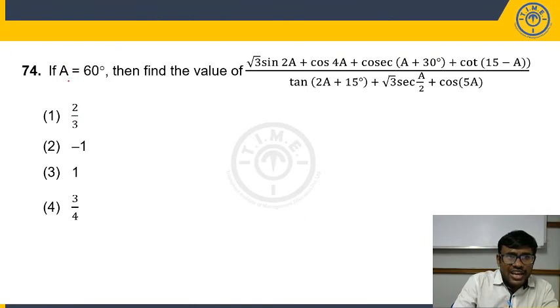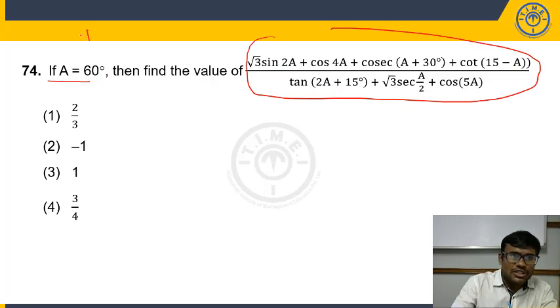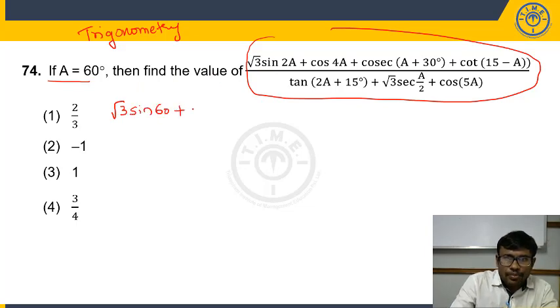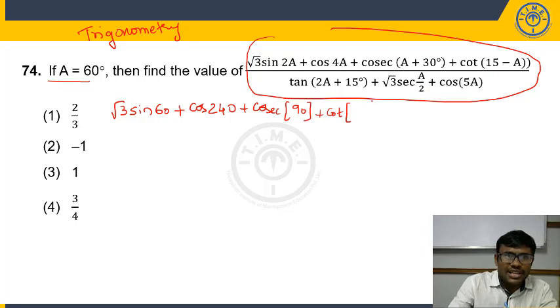If A is equal to 60 degrees, find the value of this. Okay. So it's a question from the trigonometry concept. So you have to substitute here. Root 3 into sine 2A. Sine 2A means sine 60, plus cos 4A, that is cos 4 into 60, that is 240, plus cosecant A plus 30. A plus 30 means 60 plus 30, that is 90. Plus cot 15 minus A. 15 minus A is cot minus 45.